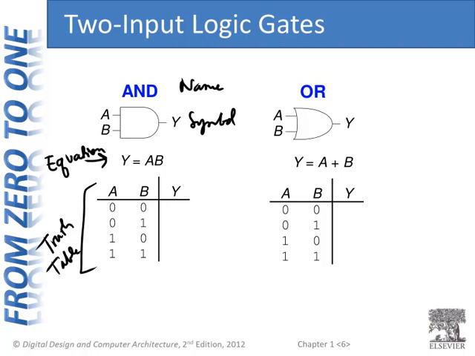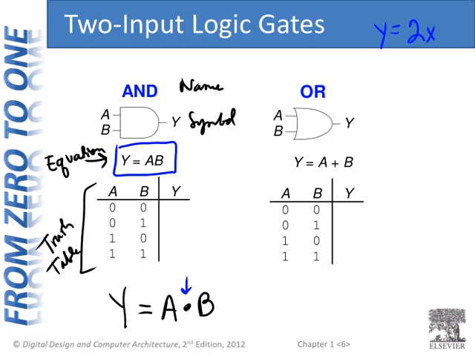So the operator that we use looks like a multiplication symbol. So y equals A and B. But you'll notice that in this equation up here, the AND symbol was left out. So just like in multiplication, y equals 2x. Well, we could have said y equals 2 times x, but we often leave that out. It's the same with the AND operator in Boolean algebra.